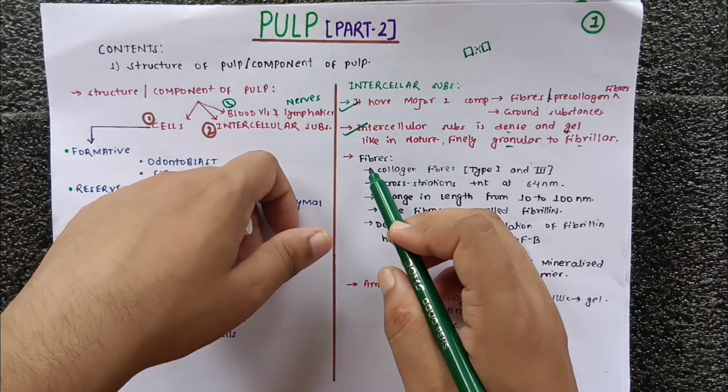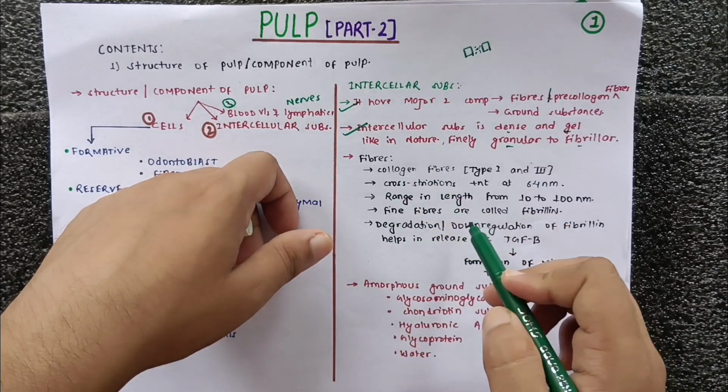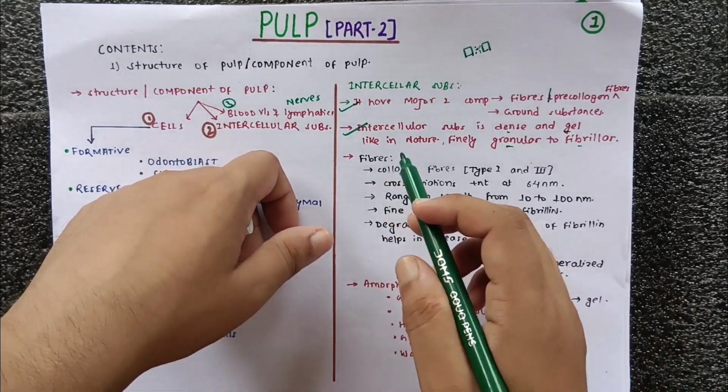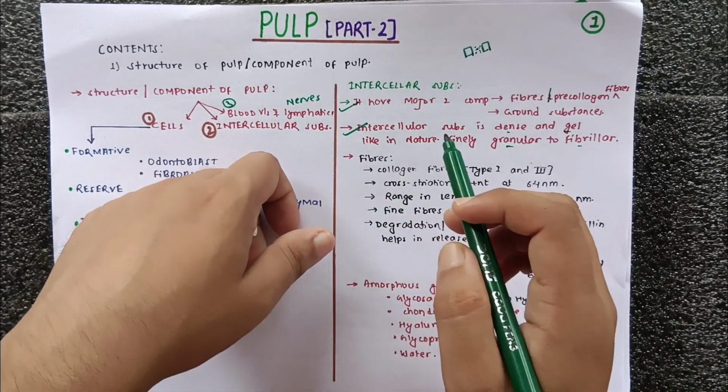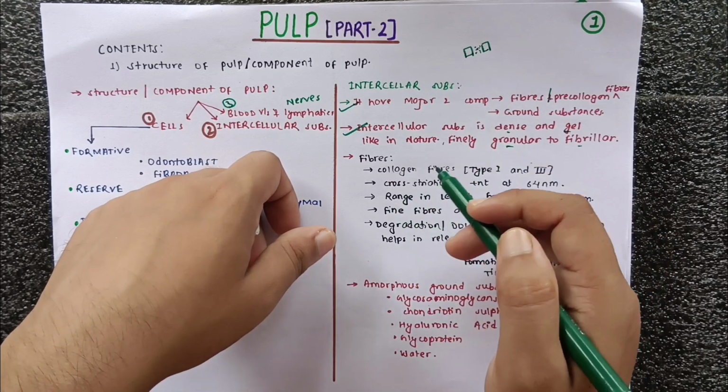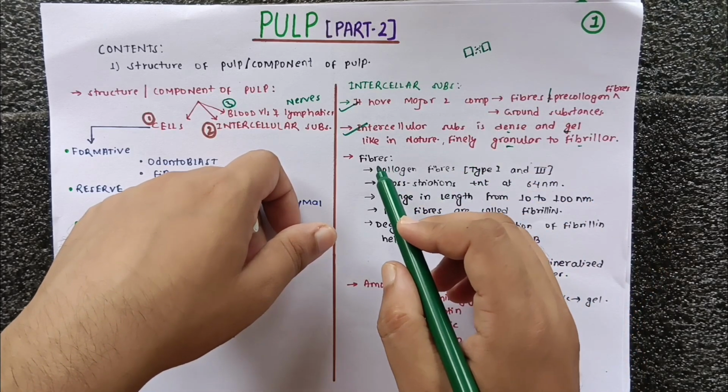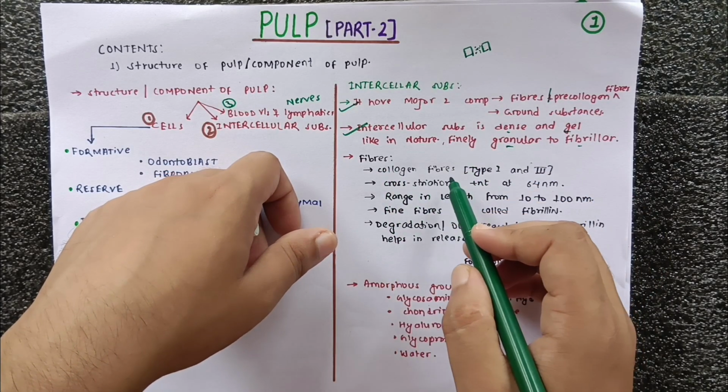In the fiber section, this fiber is one of the most important. They can ask you what sort of fiber is present in the intercellular substances of the pulp, and at that time you should tell in the fiber section that we have particularly collagen fiber.